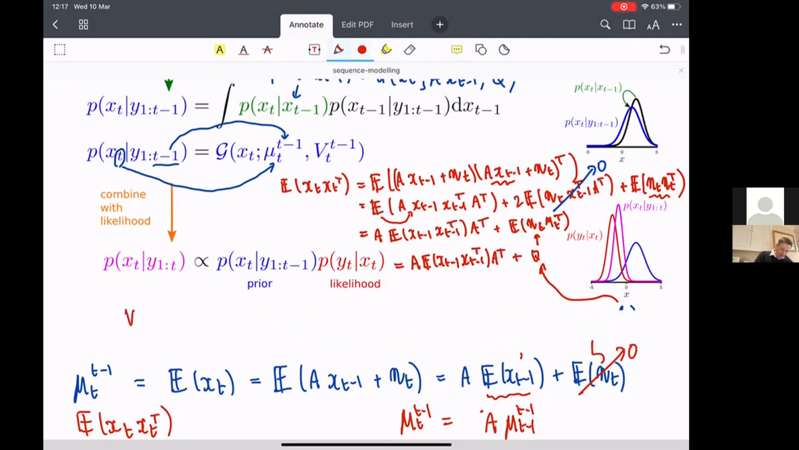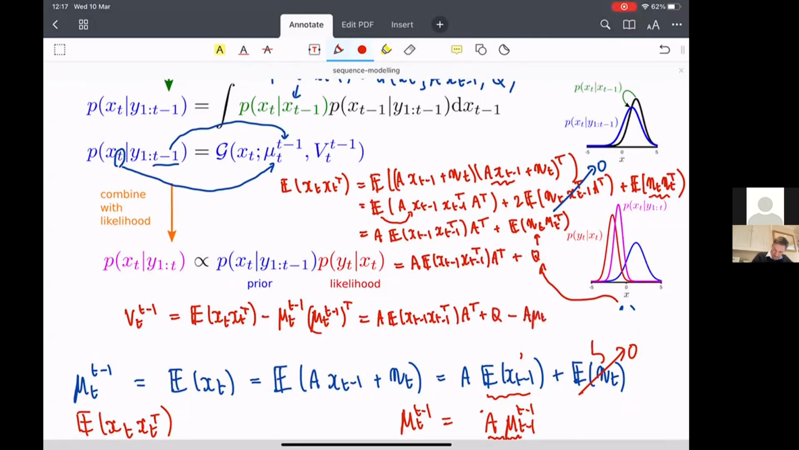We can define V t minus 1 as equal to the expected value of x_t x_t transpose minus mu t minus 1 mu t minus 1 transpose. That's just a definition of the covariance. And when you do that, we can take this expression here for the mean. So we get A times the expected value of x t minus 1 x t minus 1 transpose A transpose plus Q, minus A mu t minus 1 mu t minus 1 transpose times A transpose. So that's substituting this thing into the second term, if it wasn't obvious.